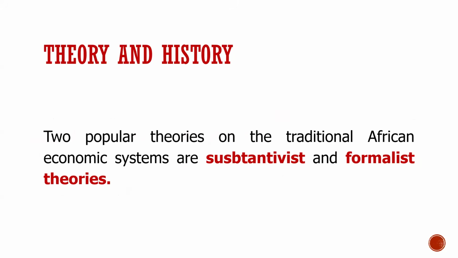So there are various forms of theories. Two popular theories on the traditional African economic systems, for instance, are the substantivist theory. You can note it down, and after this class, you go and investigate what substantivist theory is. Then there is formalist theory, for instance. The other time I mentioned dependency theory. I mentioned the vent for surplus theory. You can write all of this down and go and interrogate their meaning at the end of this class fundamentally.